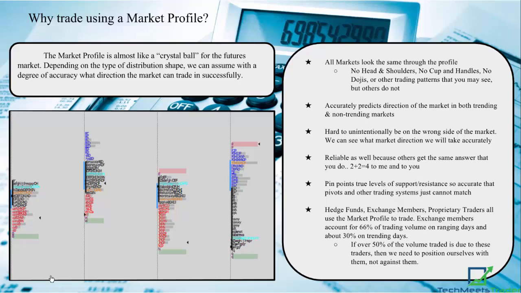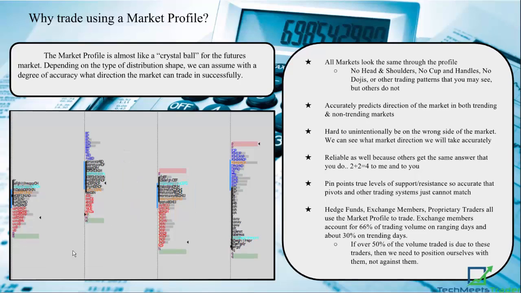The retail trader is actually about 7% of all of the trading volume on any given day. So as you can see, the larger players use the market profile. They know what side of the trade to be on. And us, the individual traders using the market profile, we can be on the right side of the trade, and we could trade with these players rather than against them.